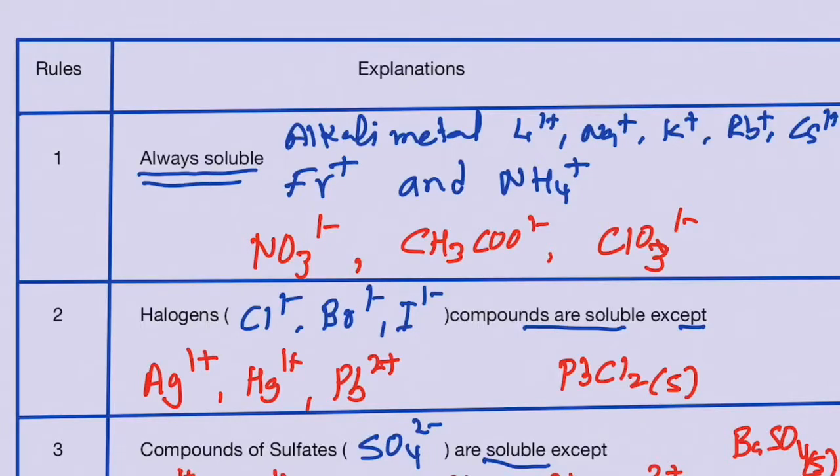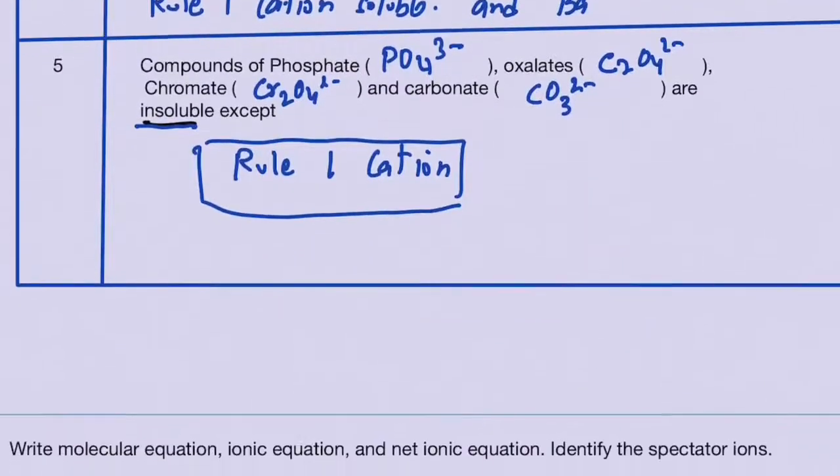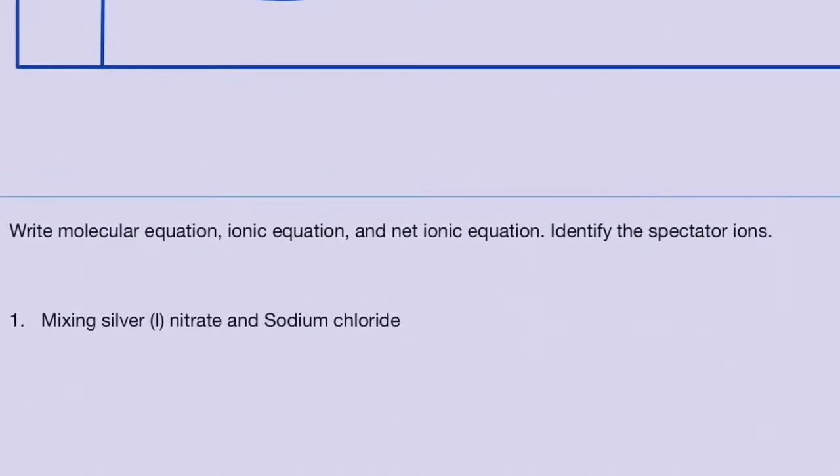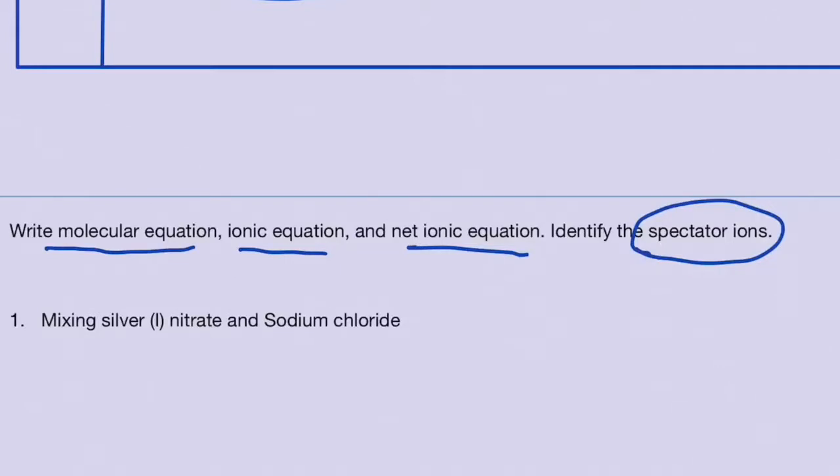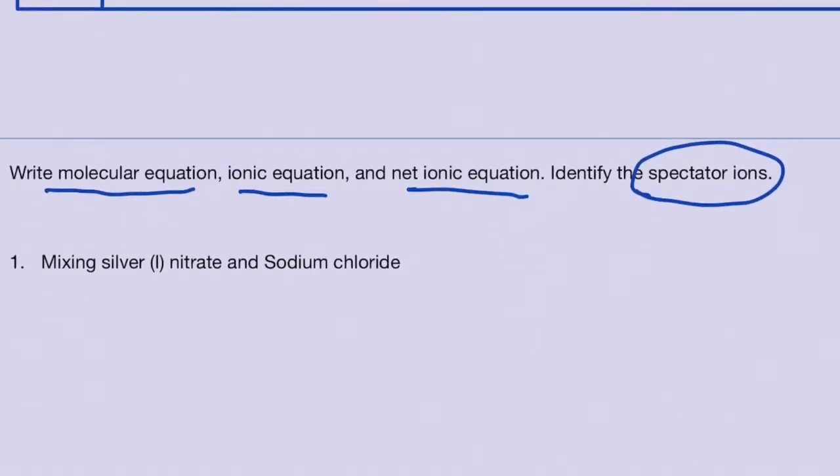Okay, now let's apply this to a real problem. A typical question involves writing a molecular equation, which has to do with predicting the products, then the ionic equation and the net ionic equation, and eventually you have to identify the spectator ions. Sometimes they will ask you only what the spectator ion is. So assume I have silver 1 nitrate and sodium chloride. Silver 1 nitrate means I have a 1 plus charge on the silver, and the nitrate is NO3 1 minus. On the other hand, I have sodium chloride, which is Na 1 plus and Cl 1 minus.